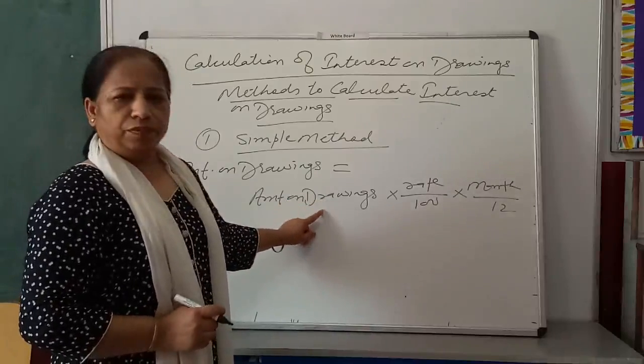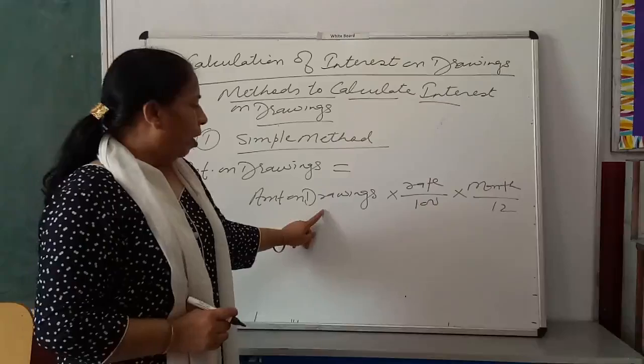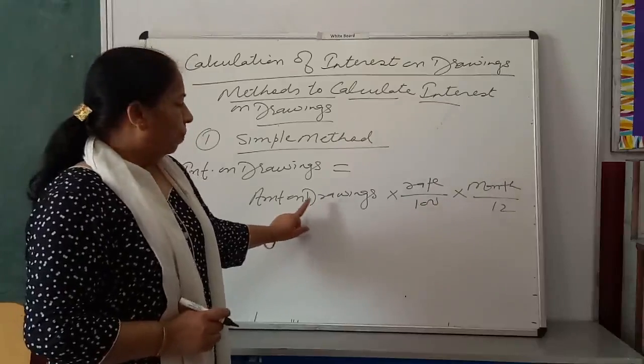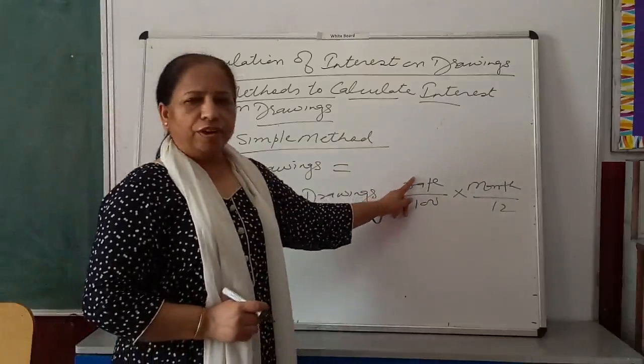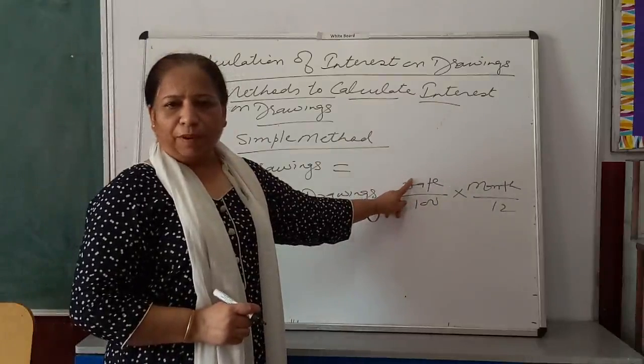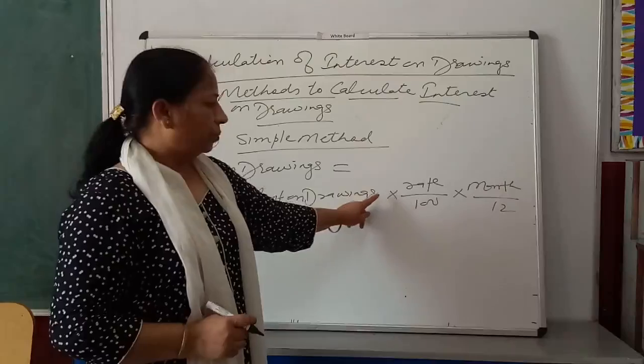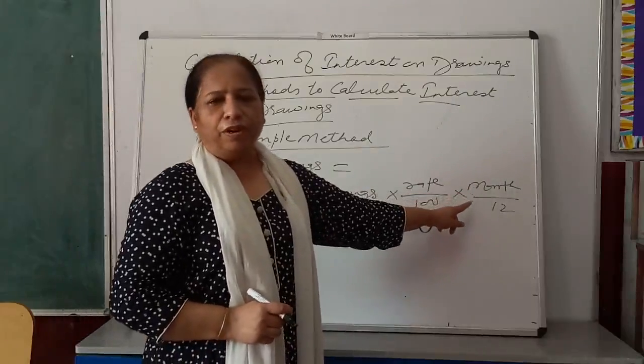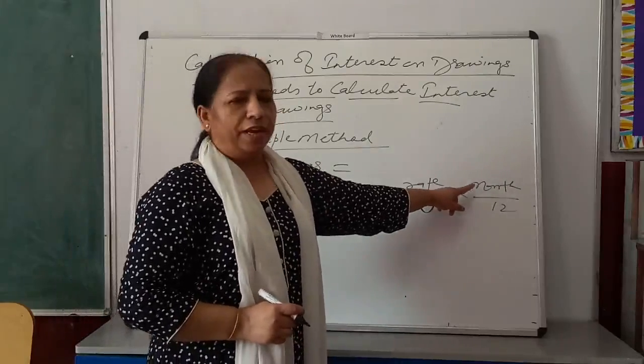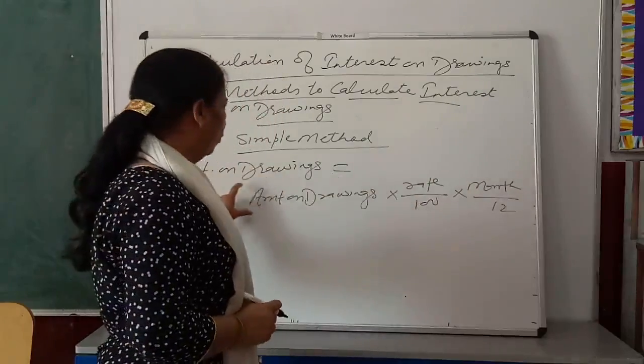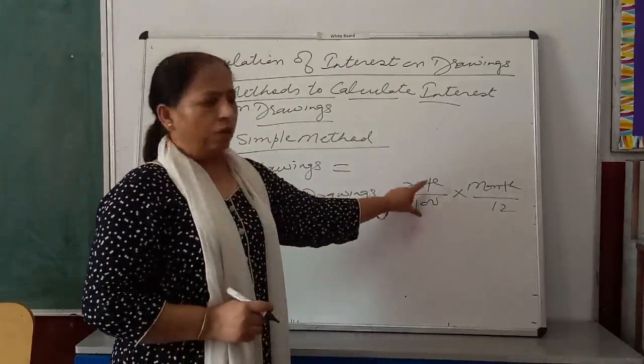Amount of drawings: here you will write the amount of drawings withdrawn by the partners. Rate of interest is given to you in the question. You will apply the rate of interest, and the months can be given in the question. Your formula will be amount of drawings into rate upon 100 into month by 12.